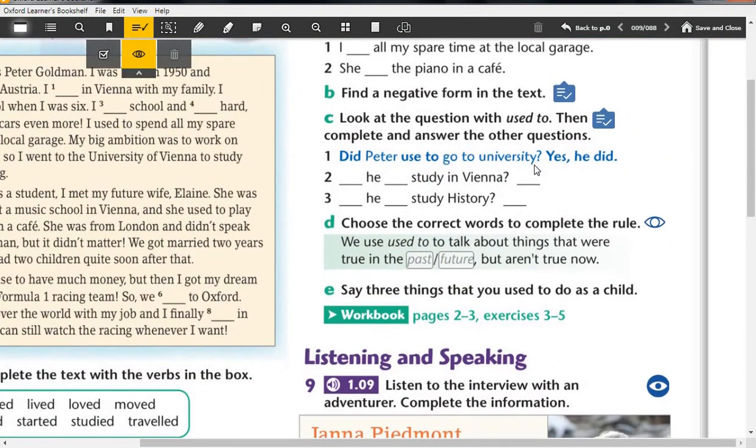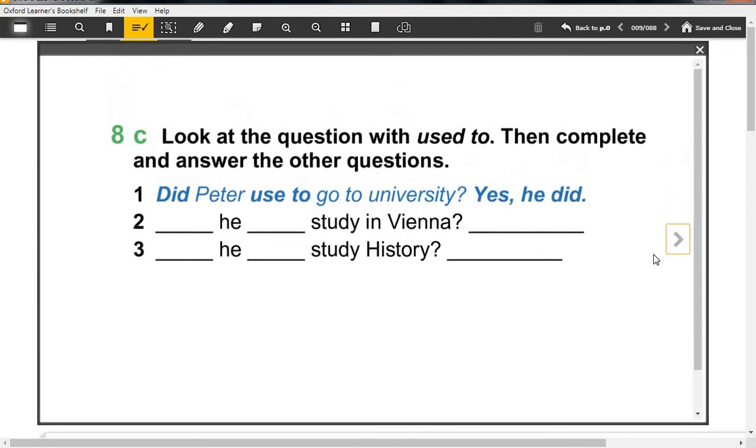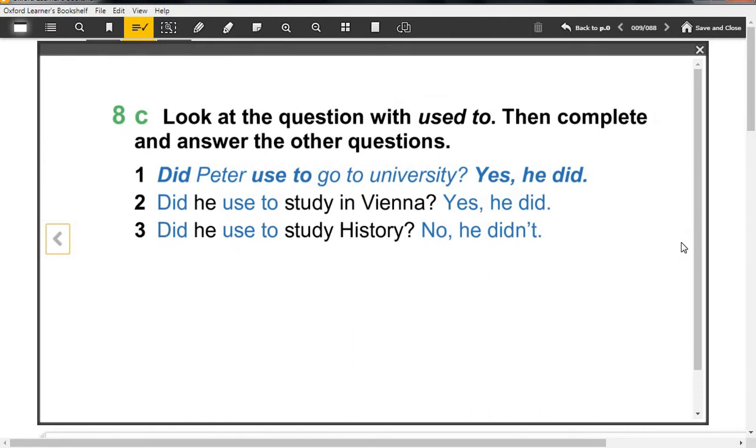Okay, now look at the questions with used to, then complete and answer the other questions. For example, did Peter used to go to university? Yes, he did. Did he used to study in Vienna? Yes, he did. Did he used to study history? No, he didn't.